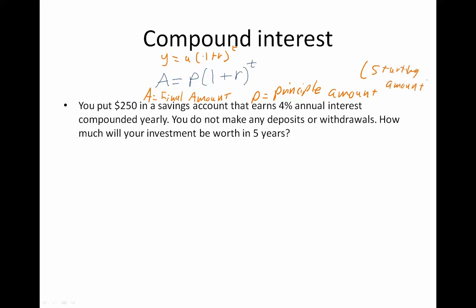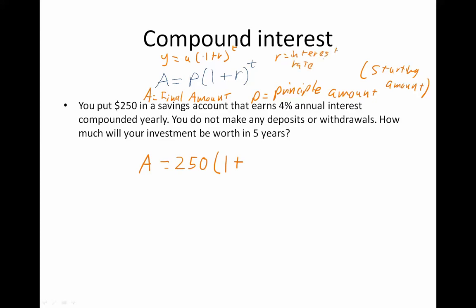So let's do the same thing as the last problem. You put $250 in a savings account that earns 4% annual interest compounded yearly. You do not make any deposits or withdrawals. How much will your investment be worth in 5 years? So A is the amount that it's going to be worth eventually. P is the starting amount. I started with 250, so I'm going to replace P with that. Then I'm going to take 1 plus my R, which R is my interest rate.